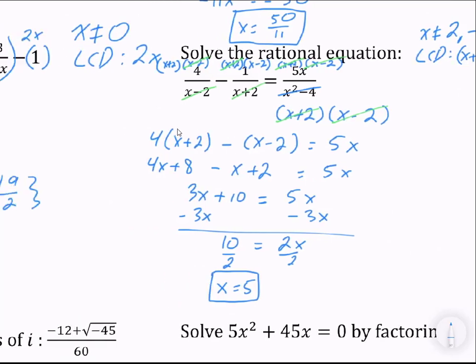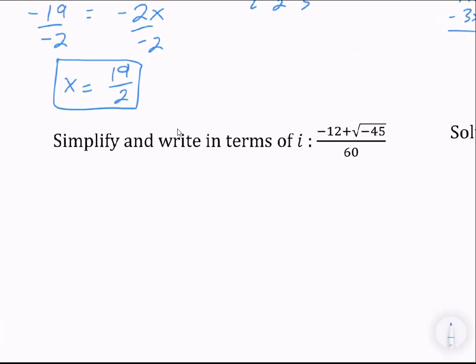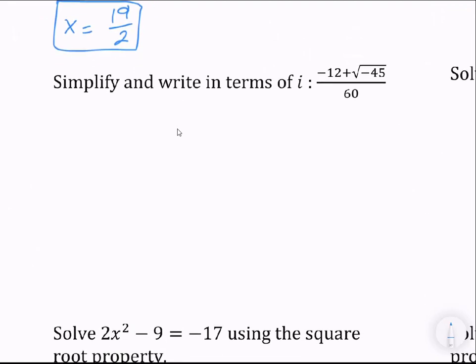All right. Let's jump over here to simplify and write in terms of i. And this is negative 12. The numerator is negative 12 plus the square root of negative 45 all over 60. So first thing we really would need to do is look at the square root of negative 45. Could we simplify that any?